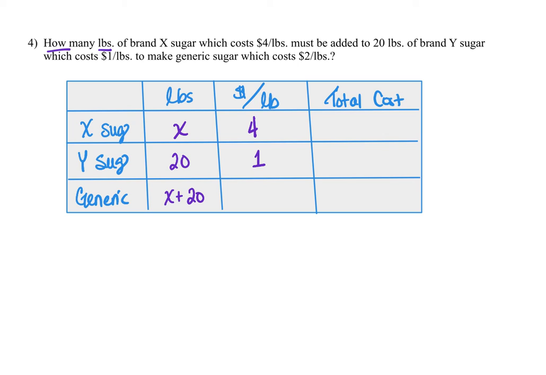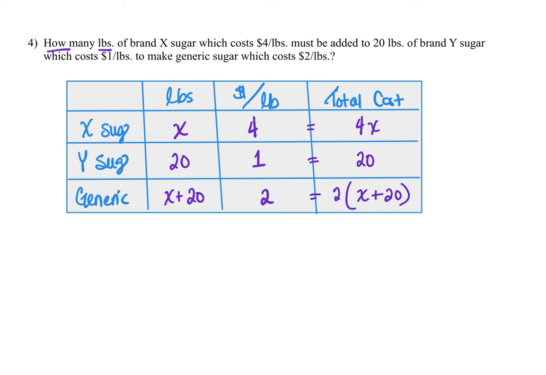They want the generic sugar to cost how much per pound? 2, so I know that as well. And then this final column is just going to be multiplying across. So x times 4, I write it like this, 4x. 1 times 20, well, that's just 20. And then 2, anytime you have a plus or minus, you're going to put parentheses.